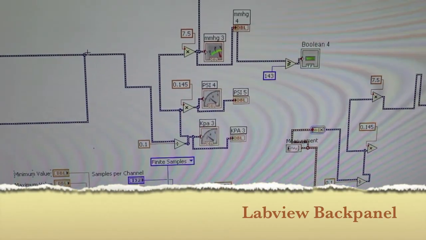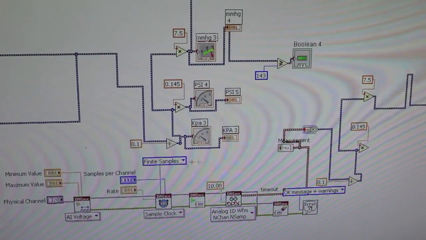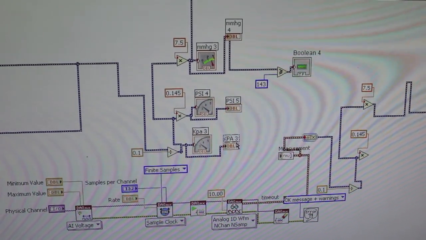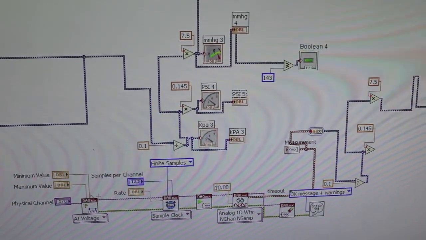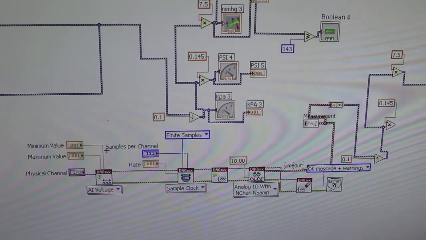This is the block diagram of the code which we have designed in LabVIEW, where these are the conversion formulas to convert the voltage into mmHg, kilopascal and psi values. And this is the acquisition VI by using NI DAQmx.